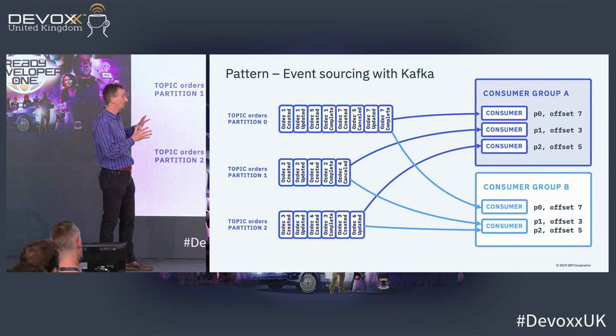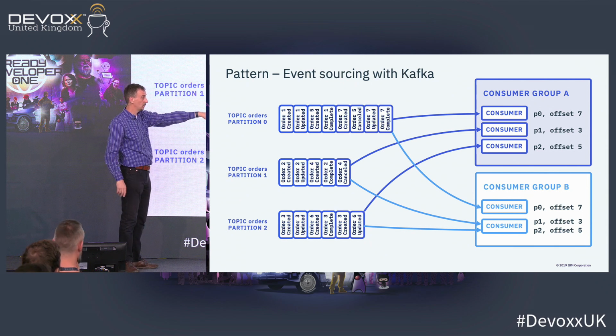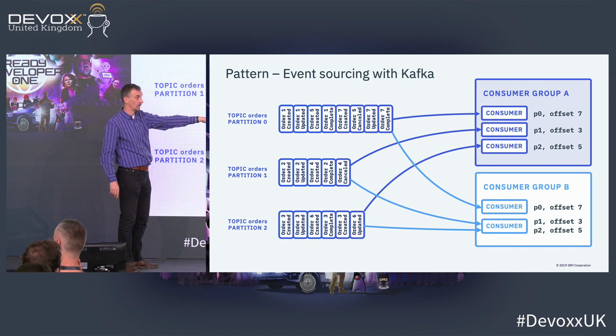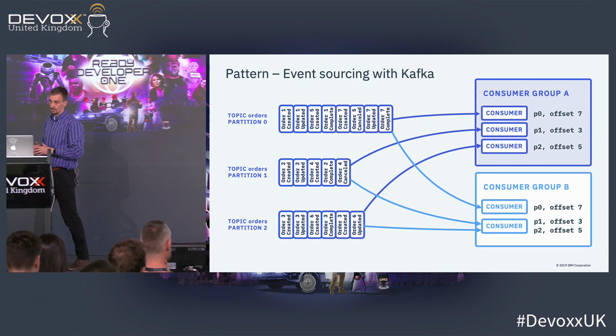There's no requirement that I have exactly the same number of consumers as I have partitions. If I have fewer consumers than partitions, I just get one consumer processing multiple of them. But I've got workload balancing and ordering at the same time, which is a really nice feature.